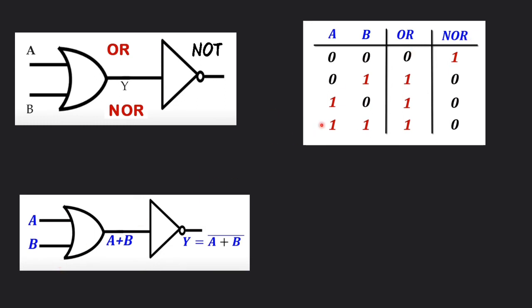And the third possibility, A is equal to 1 and B is equal to 0. At that time the output of the OR gate is 1 and the output of the NOT gate is 0, and it becomes the output of the NOR gate.